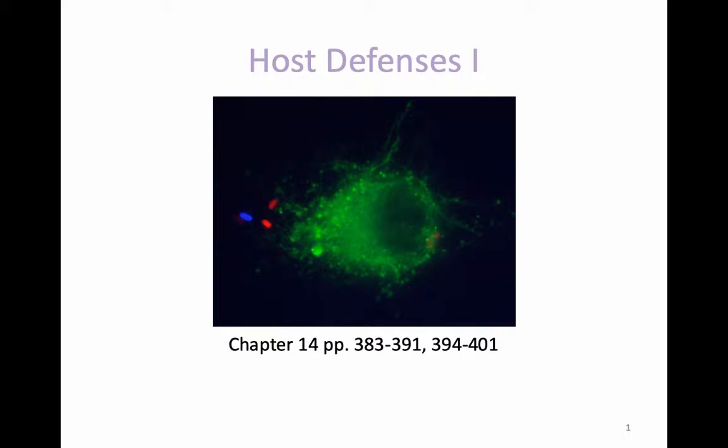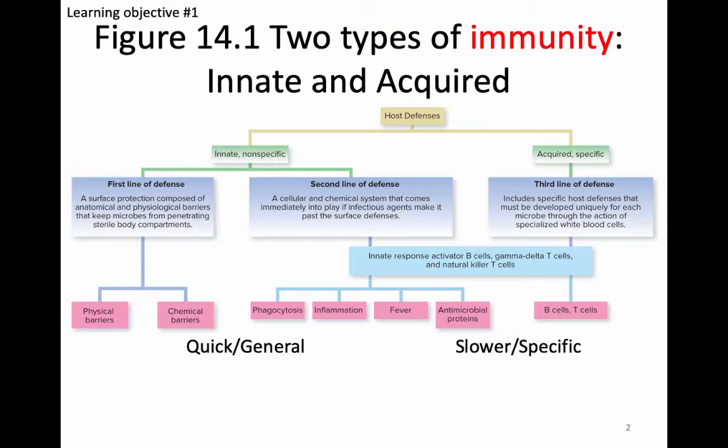Okay, this is the Chapter 14 lecture on host defenses. So in the next couple chapters, 14 and 15, we will learn about the host's response to a microbial infection. There are systems in place which try to prevent microbes from becoming established, growing to high numbers, and making the host sick. These systems are collectively called immunity.